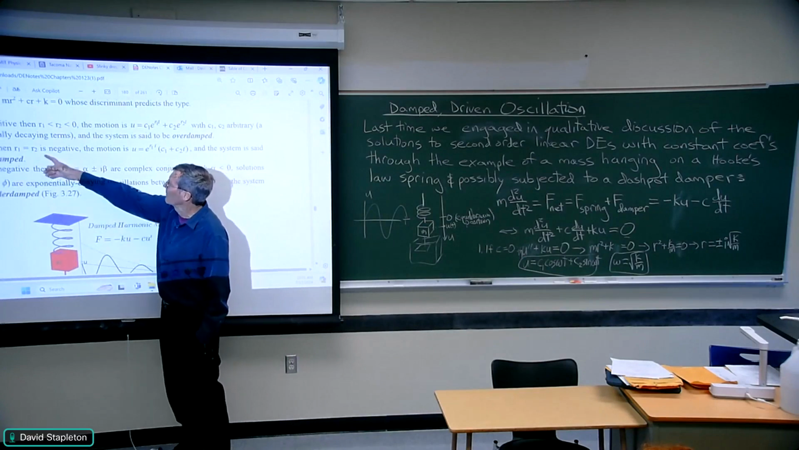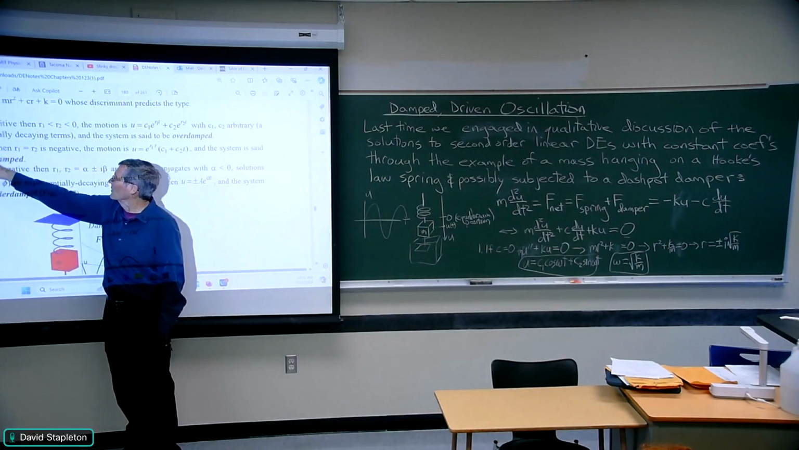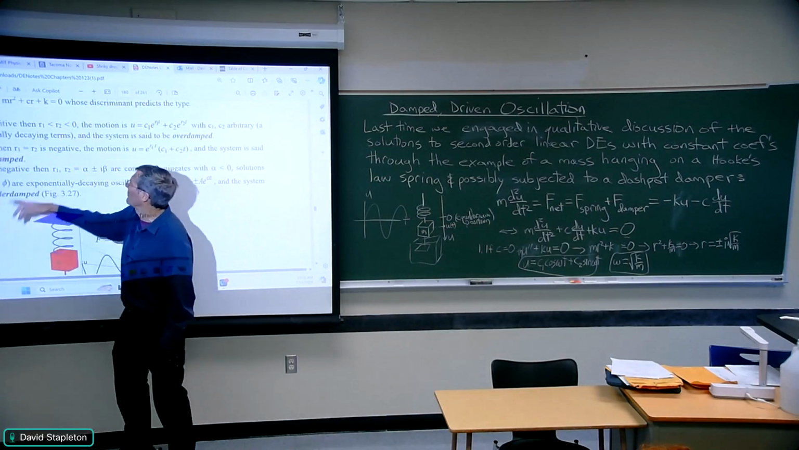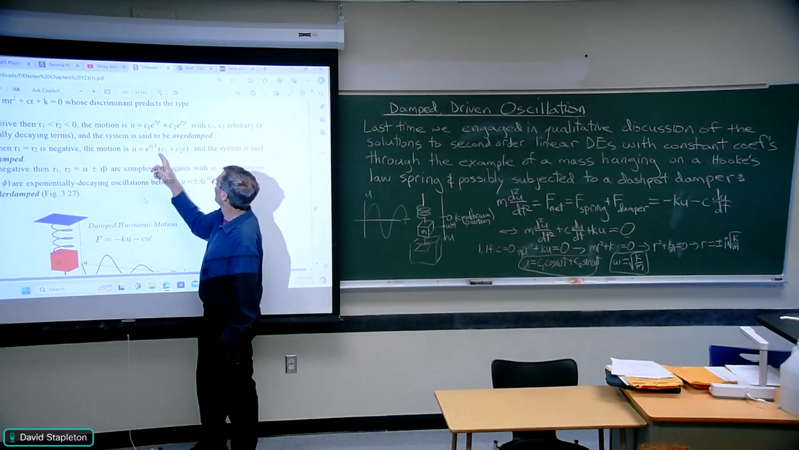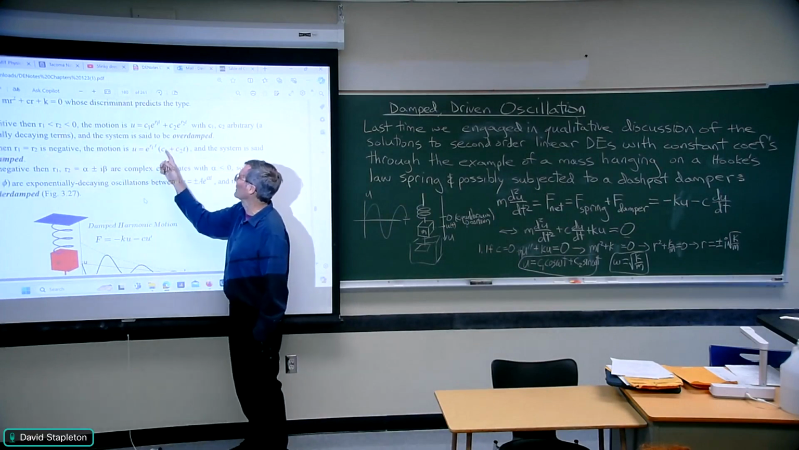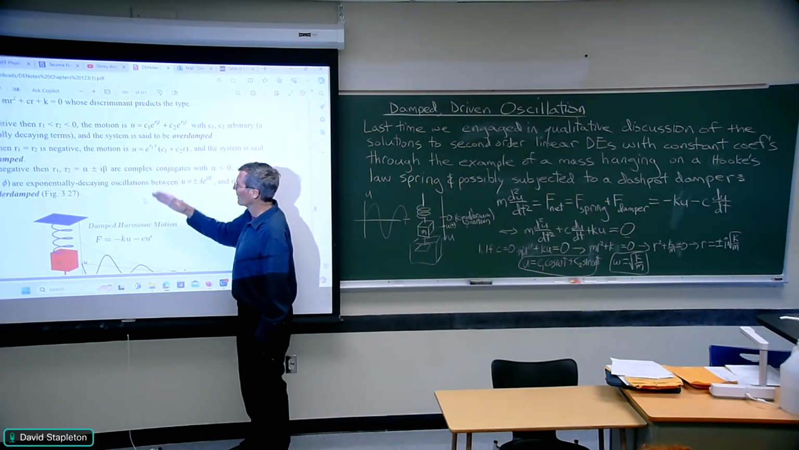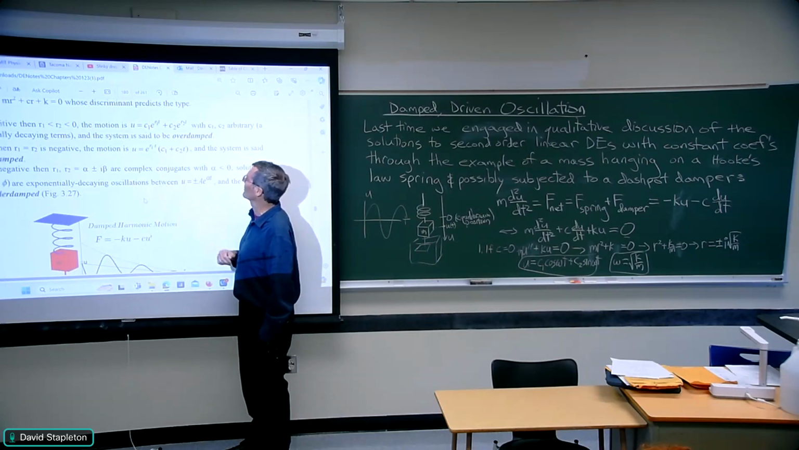Now, if we make C a little less, so that C squared minus 4mk is equal to 0, where m is the mass, k is the spring constant, c is the damping coefficient, then R1 equals R2 comes out, and we get this solution: C1 e to the R1t plus C2t e to the R1t. And this one turns out to dampen as quickly as possible over all damping coefficients you could pick with the given mass and spring constant.